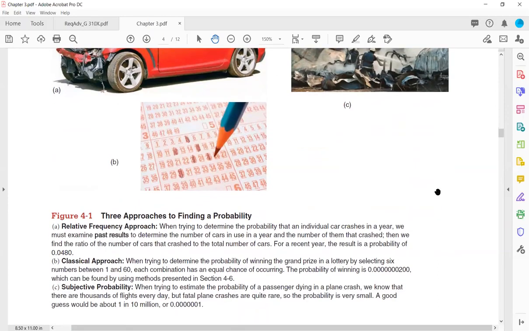Relative frequency approach: when trying to determine the probability that an individual car crashes in a year, we must examine past results to determine the number of cars in use in a year and the number of them that actually crashed. Then we find the ratio of the number of cars that crashed to the total number of cars. For a recent year, the result is a probability of almost 5%.